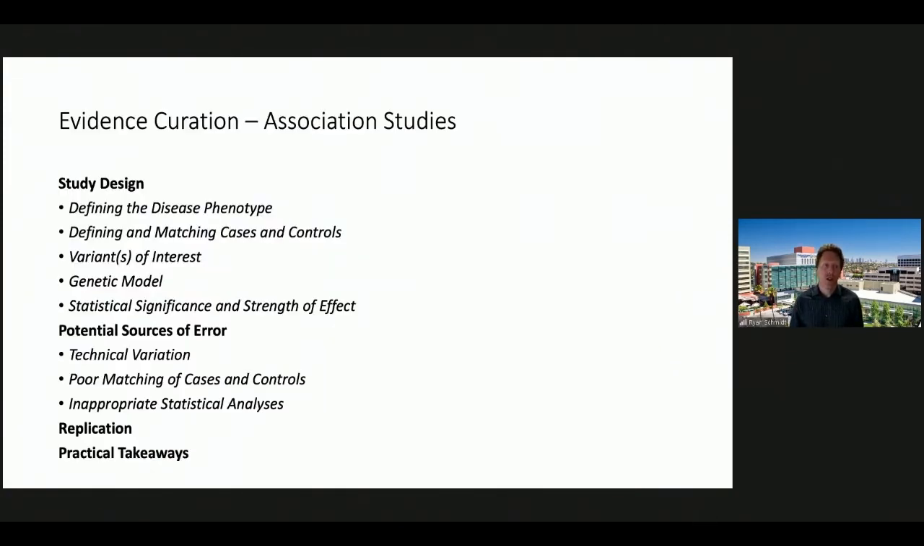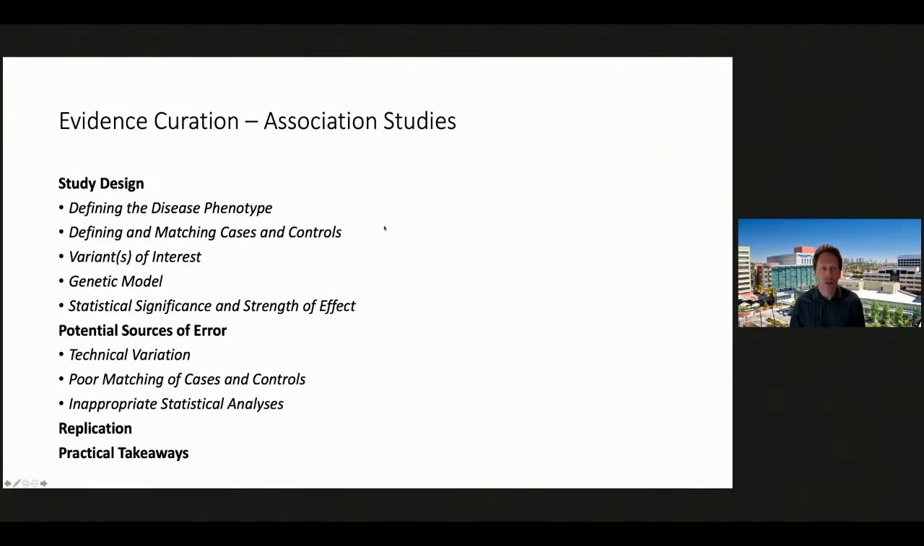So just to give you the high level outline of our topics that the work group thought were important for evidence curation. It's important to look at the study design, exactly defining what the disease phenotype is. Remember, that can vary across different studies. One of the most critical elements is to match the cases and controls, and also come up with a solid definition of what is a case and what is a control. Remember, in theory, the cases are going to have the disease and the controls are going to lack the disease, but it can get messy in real life scenarios.